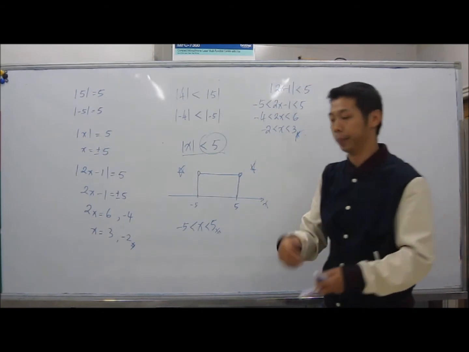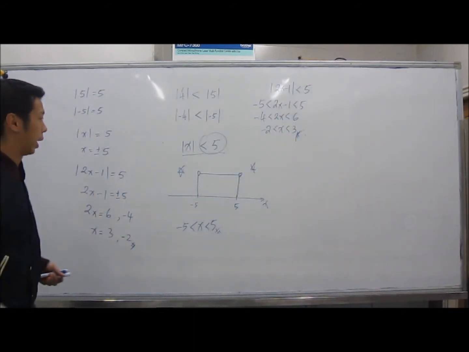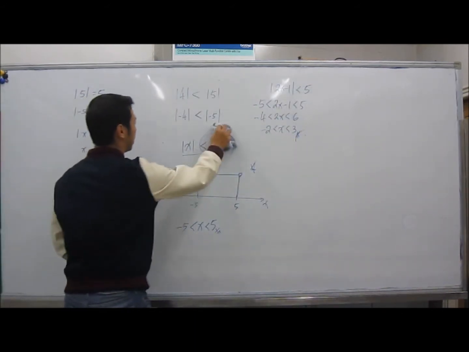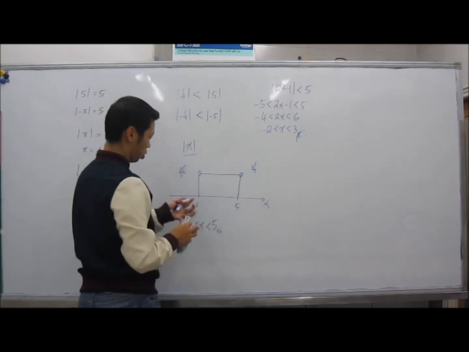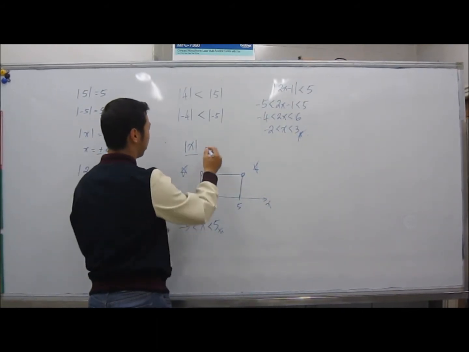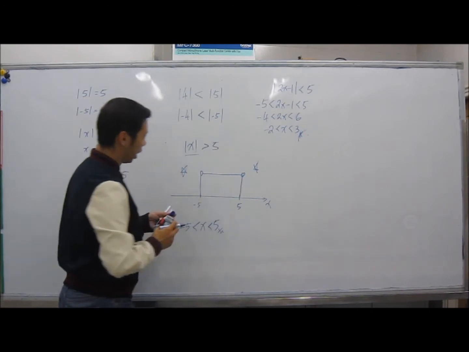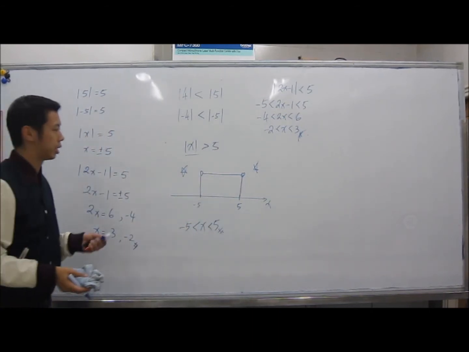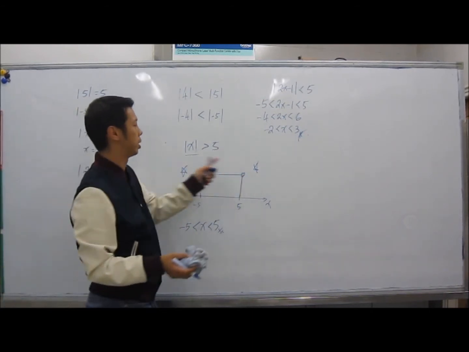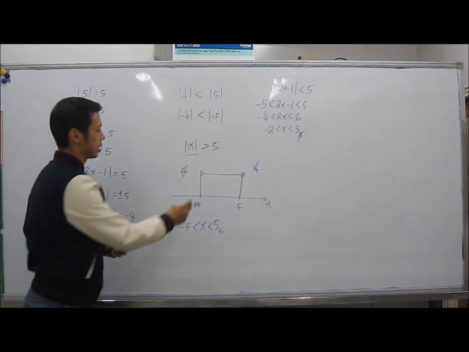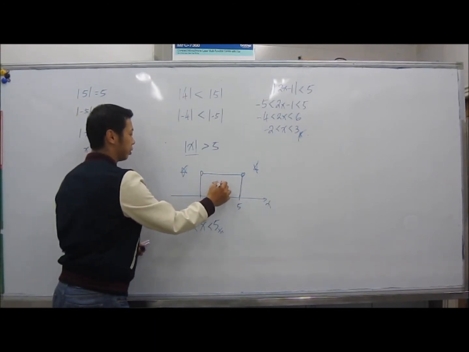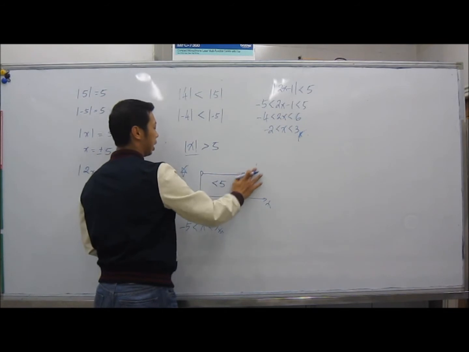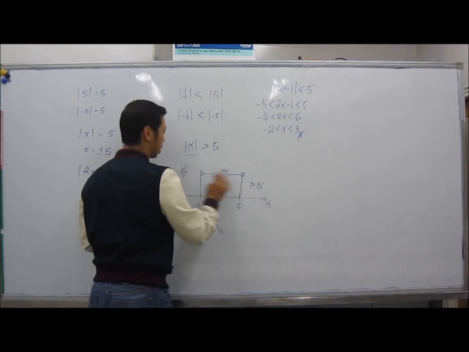Okay, we talked about absolute value being smaller than 5. Now the other way, where it is greater than 5. Okay, actually that is easy to see. Just these two areas will be the solution. Because this middle area is less than 5, so the other two areas will be greater than 5.